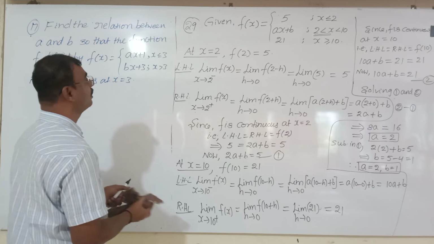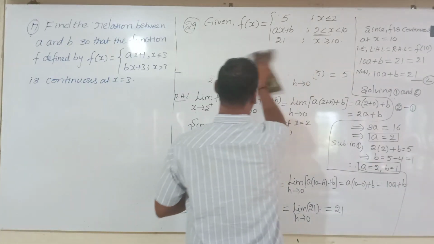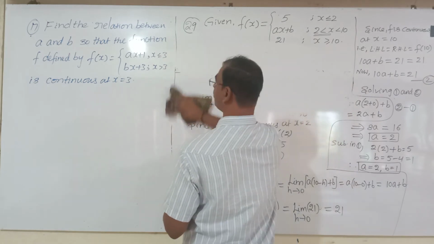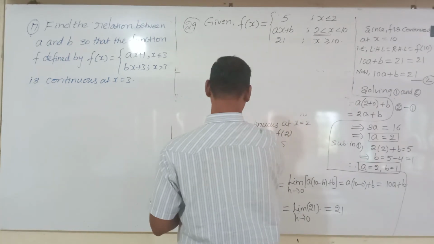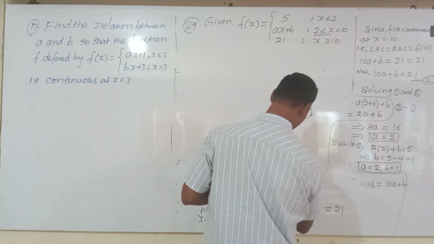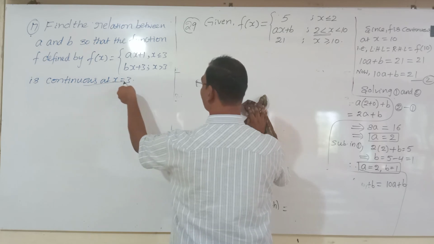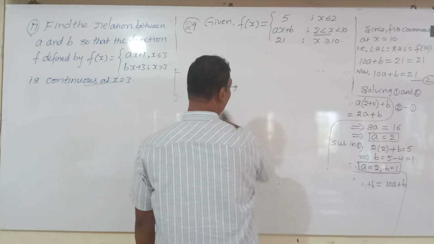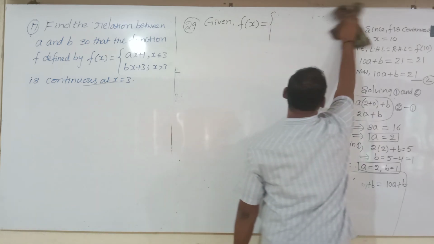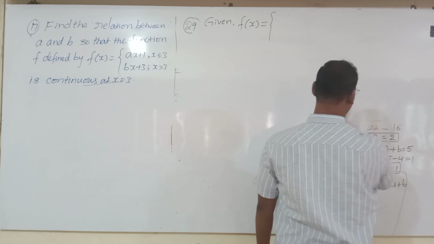So observe, is it similar to our questions? Yes, almost a similar question this is. So we have to find the relation between a and b here. He has already given that it is continuous at x equal to 3 only. Okay, take the function given first.